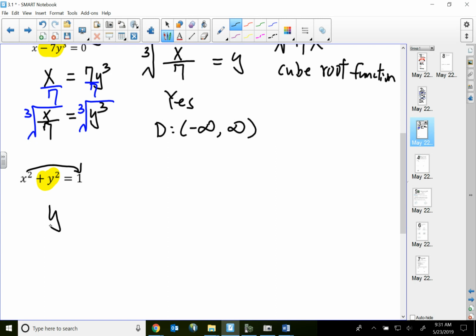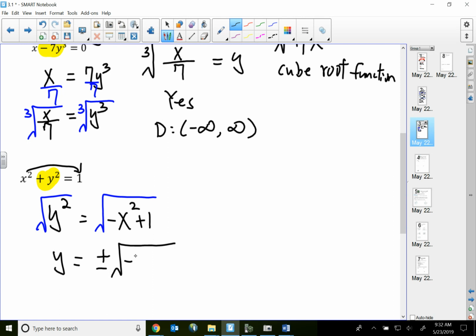That gives me y squared equals negative x squared plus 1. To get y by itself, I will need to take a square root on both sides. So I get y equals positive and negative square root of negative x squared plus 1. When I take a square root, my answer is actually positive and negative.